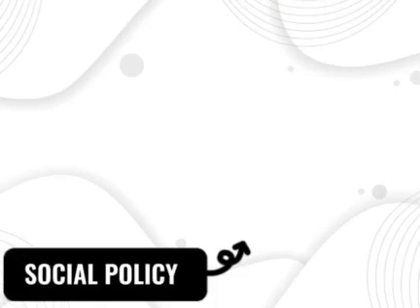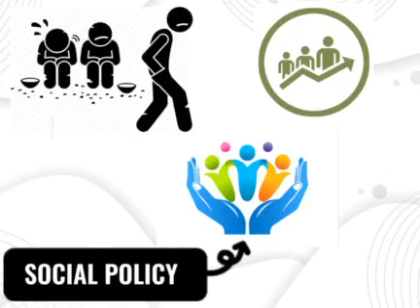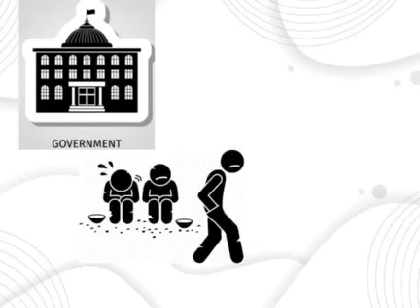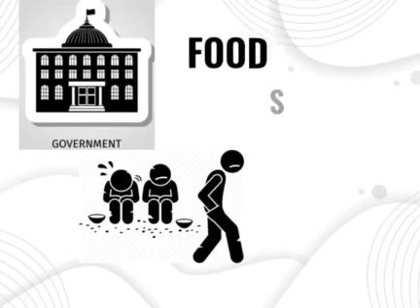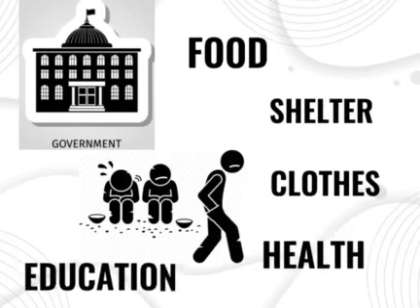That means social policy is given for the upliftment, the improvement of those who are in the poverty line or the poor people. And this is the basic responsibility of the government. They should help poor people by providing the basic amenities like food, shelter, clothes, health, and education.